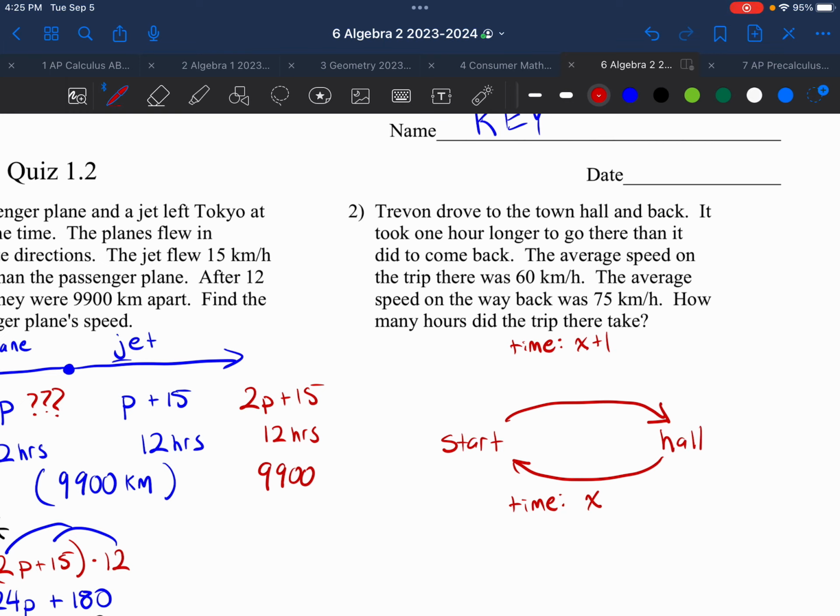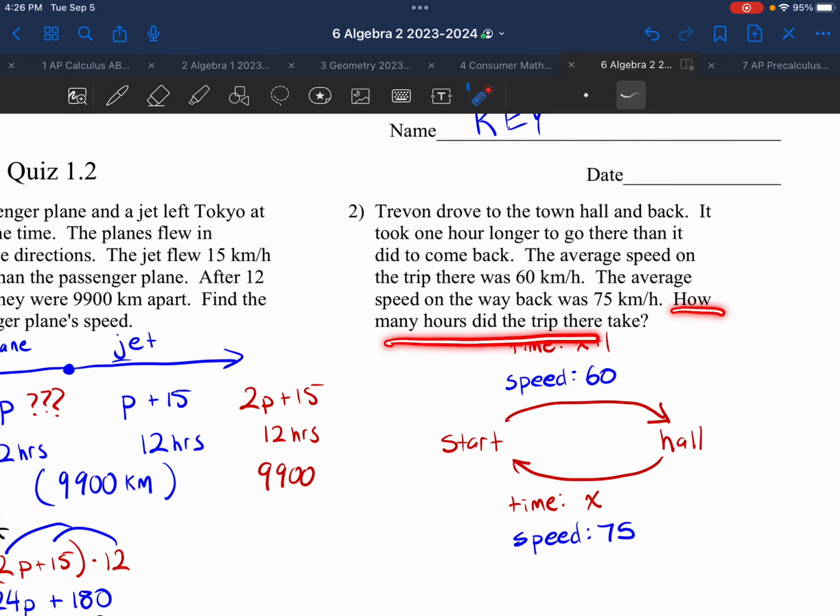Okay. The average speed on the trip there was 60. So on the trip there, that means going in this direction, the speed was 60. So I'll say speed. Maybe I'll do this a different color so it makes it pop out, right? I'll say that the speed here was 60. What's the speed down here? We don't know. Oh, the average speed on the way back was 75. We do know, sorry. 75. It tells us right there. 75 kilometers per hour. And the question now is how many hours the trip there takes.